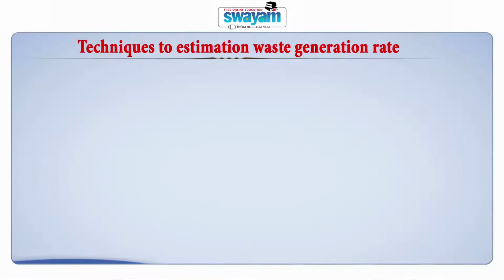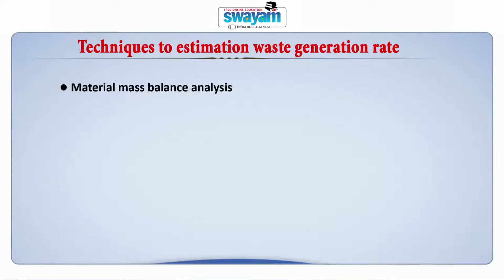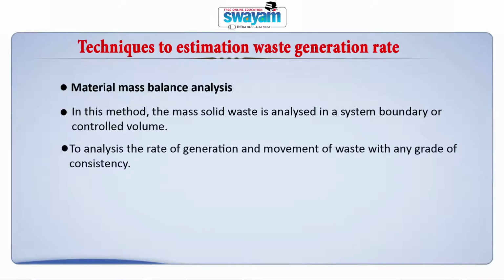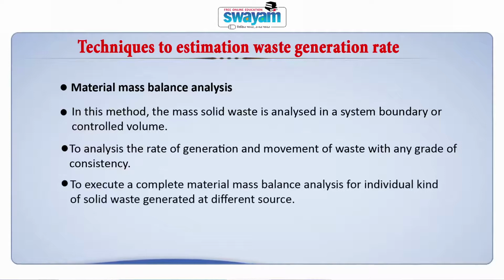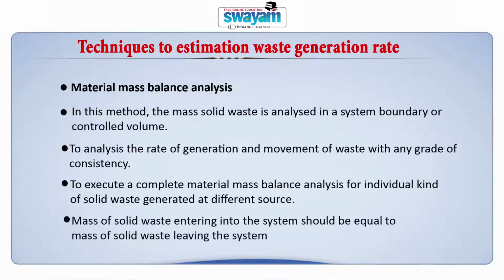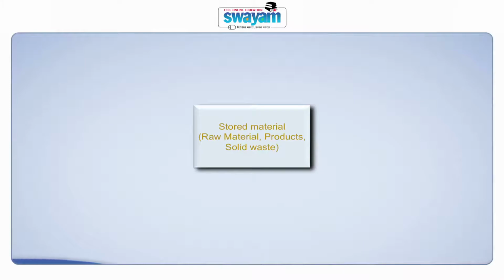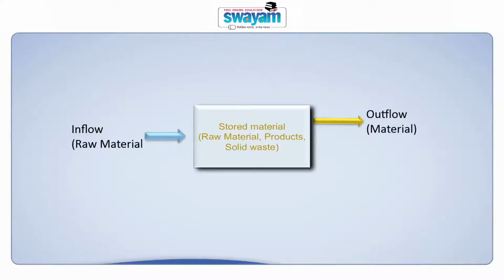The third method used for measuring the quantum of solid waste or the solid waste generation rate is the material mass balance analysis. In this analysis, the mass of the solid waste is analyzed within a system boundary. Here what is accumulated, what is coming in, what is moving out, and also the rate of generation are included, so that the quantum of solid waste generation can be calculated. So, this figure 2 will show you how the inflow of raw material is calculated, and also the outflow of material as well as product.